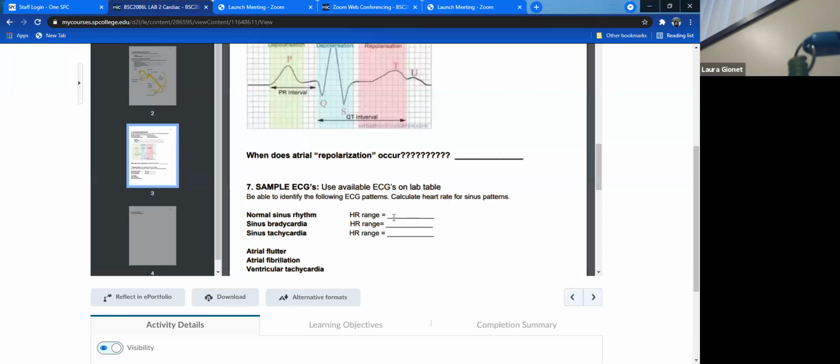Okay, so a normal heart rate depends sometimes on your textbook, but 60 to 100 is, I believe, what the nurses are using. 60 to 100 is a normal sinus rhythm. Bradycardia, brady means slow, so a slower heart rate would be less than 60 beats per minute. And sinus tachycardia would be higher than normal, a heart rate above 100 beats per minute.